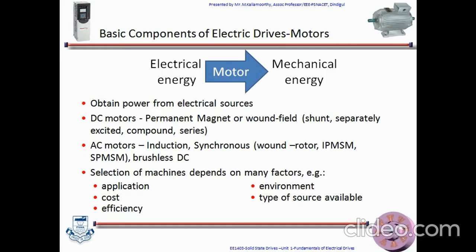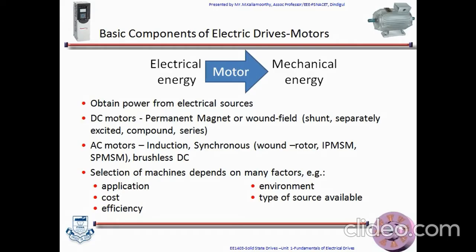DC motors are again classified into permanent magnet DC motors and wound field DC motors, which may again be shunt, separately excited, compound or series motors. AC motors are again induction motors and synchronous motors. Induction motors are again slip ring induction motors and squirrel cage induction motors. Synchronous motors may be wound rotor synchronous motors, interior permanent magnet synchronous motors or surface permanent magnet synchronous motors, and a brushless DC motor, which is also a part of AC motors.